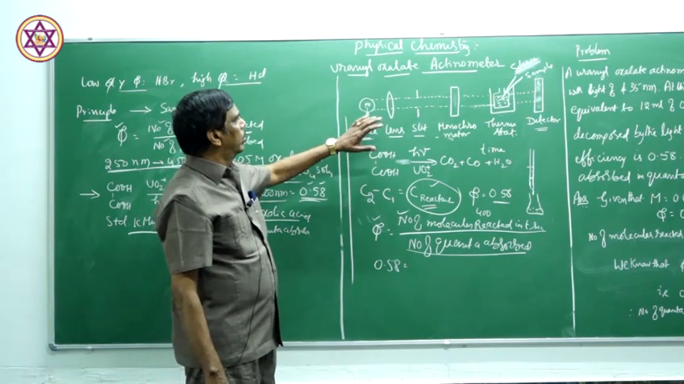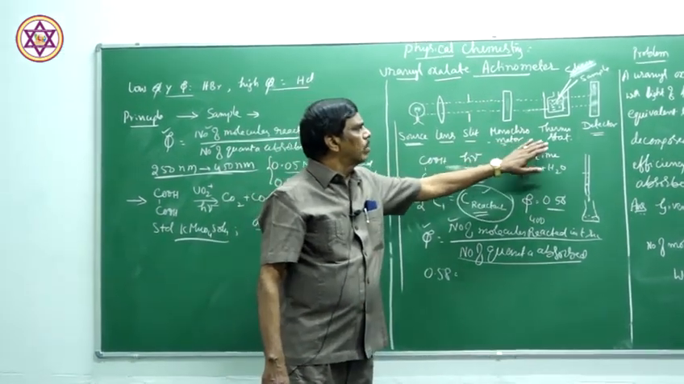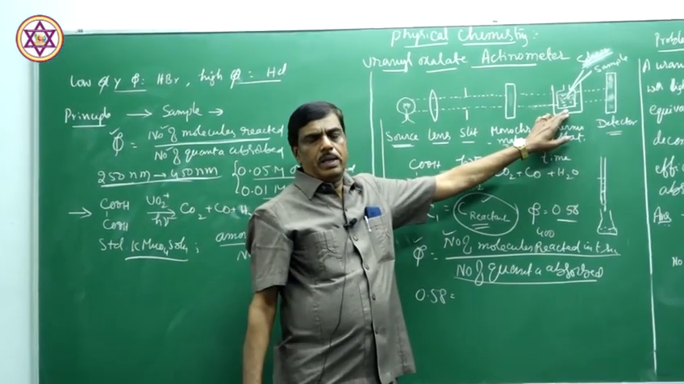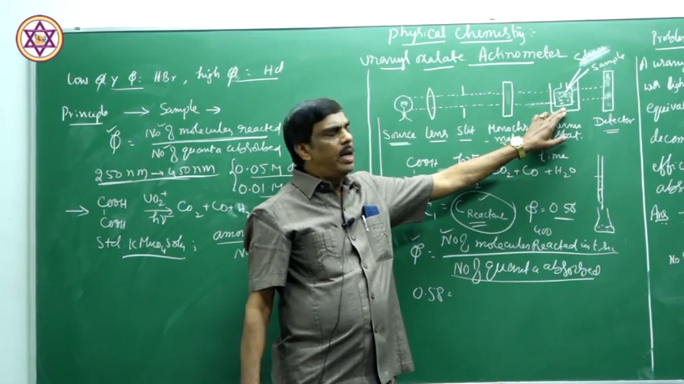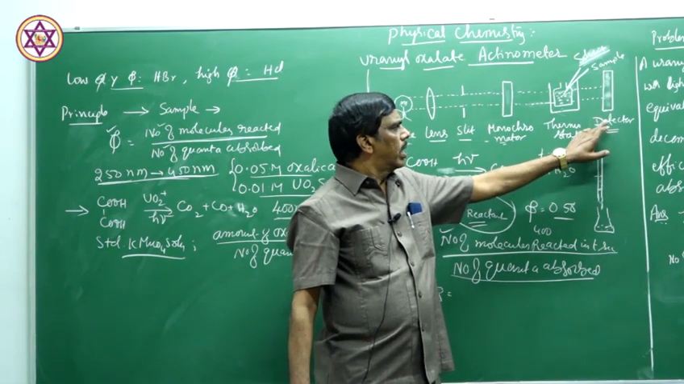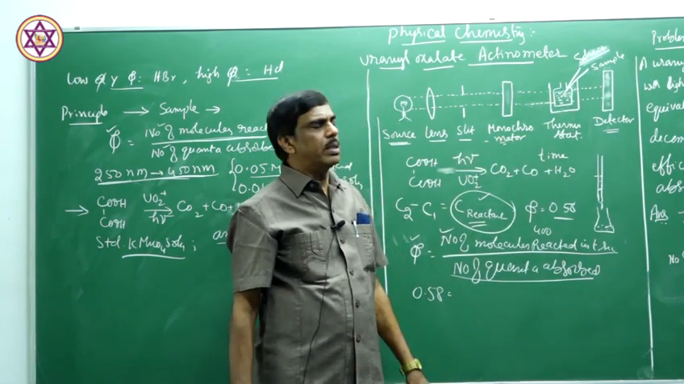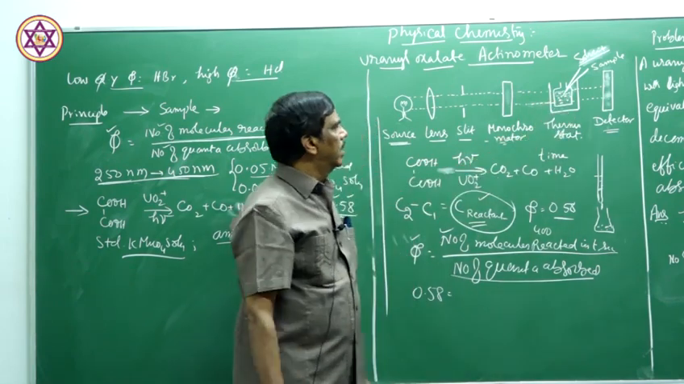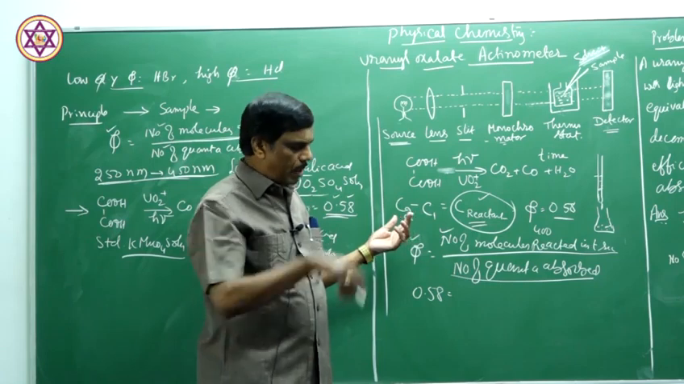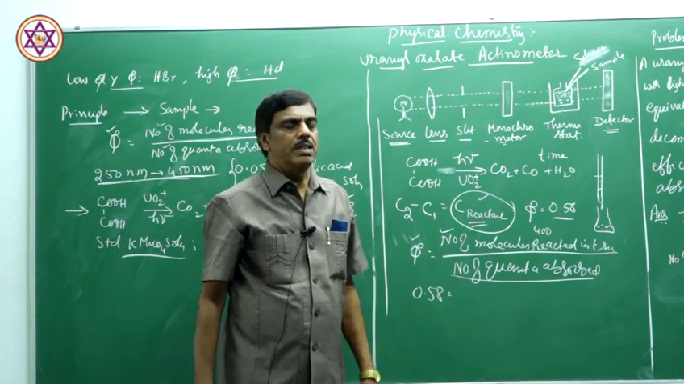To summarize, the uranyl actinometer has these several parts: source, lens, slit, monochromator, thermostat and detector. In the beginning, the radiation is passed through the solvent to know the amount of absorption by the solvent, and that is measured by titrating the oxalic acid solution. 0.05 molar oxalic acid is present in the detector. The second time, the solvent is replaced by the sample and the absorption is recorded in the detector. Now you deduct the concentration after the reaction and the concentration for the solvent, and you will find out the concentration of the reactant.